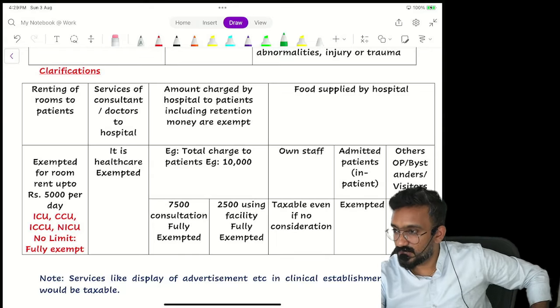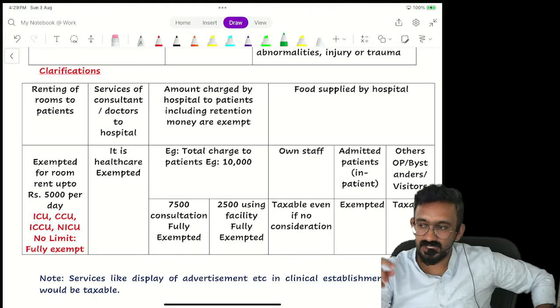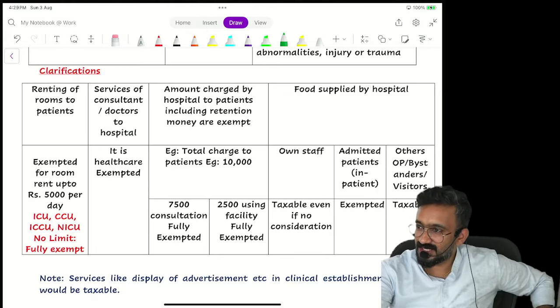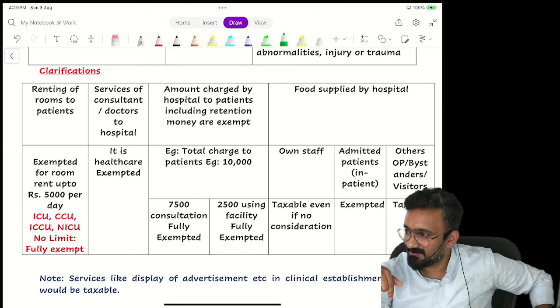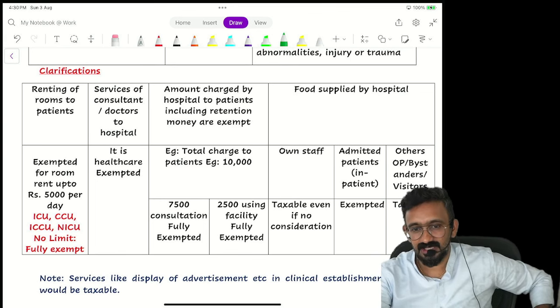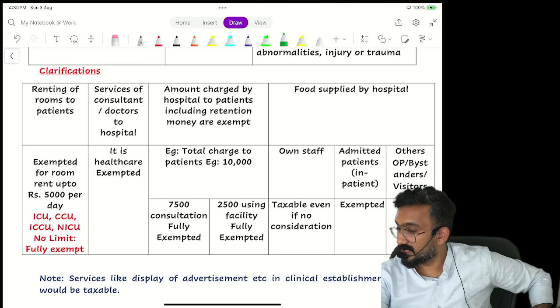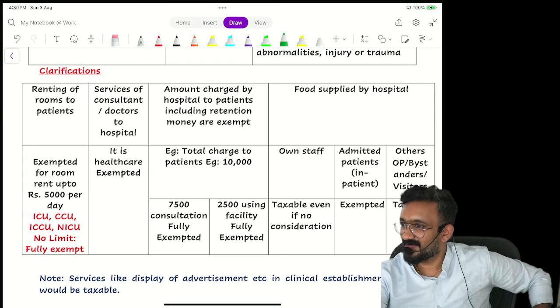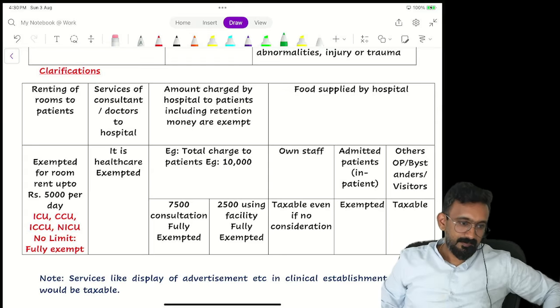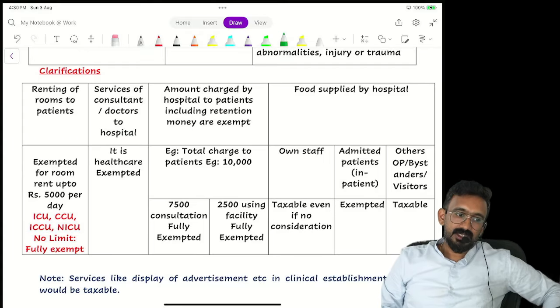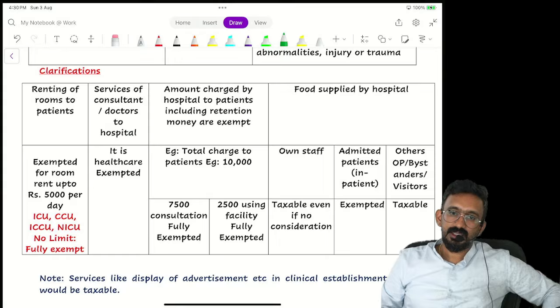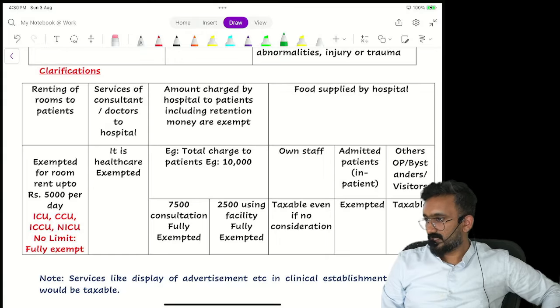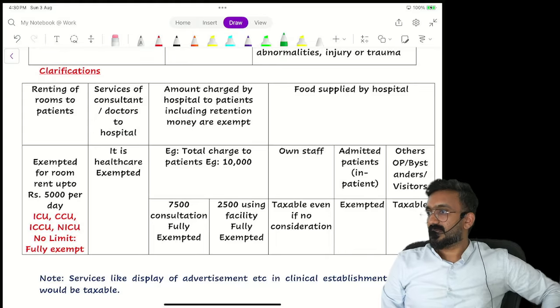Only who get the exemption? Inpatients, admitted patients. What about OP patients? You went to consultation, while coming back you had some idli. Taxable or exempt? Taxable. OP patients is taxable. Visitors, bystanders, whoever went with the patient, all of them would be taxable. Look at it. On staff taxable, only inpatients is exempt. OP, bystanders, visitors would be taxable. Understanding? Okay.